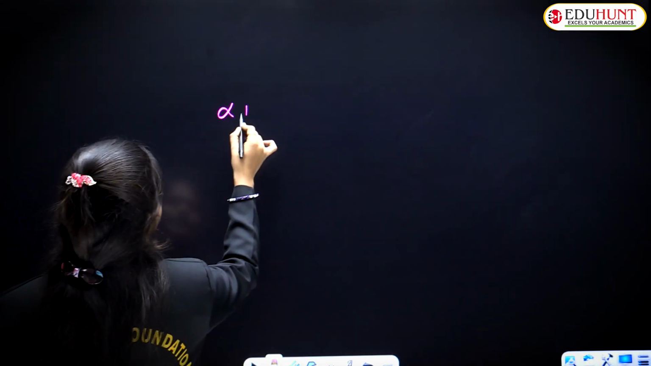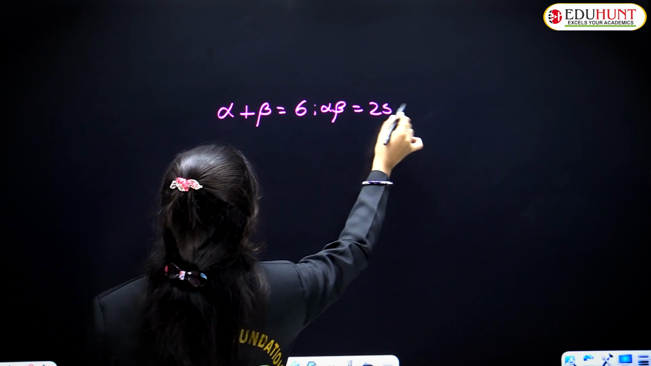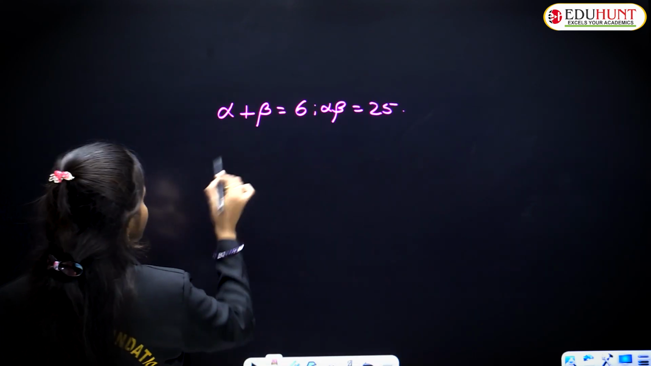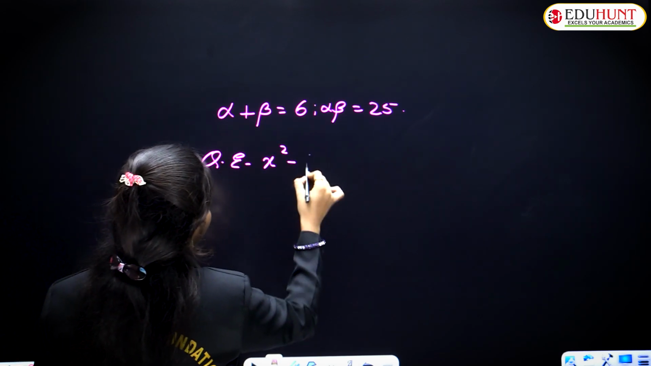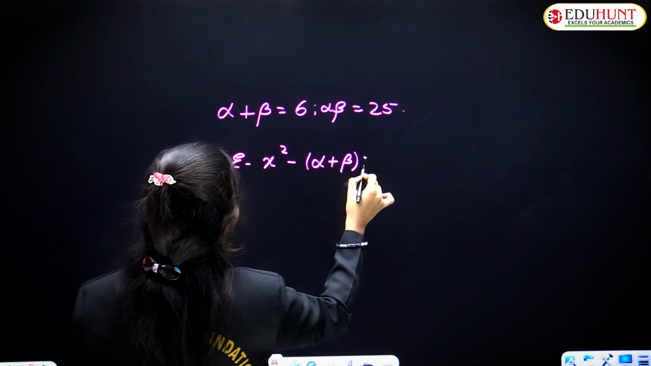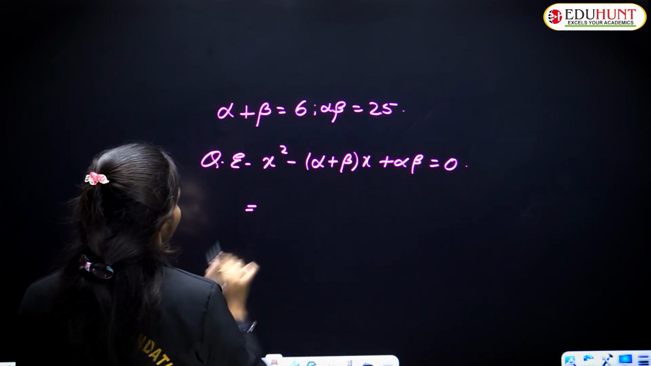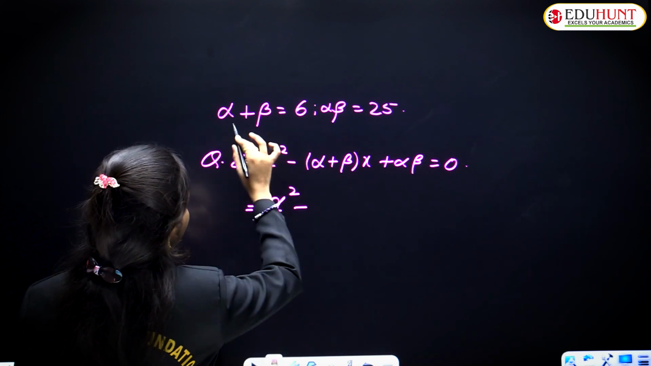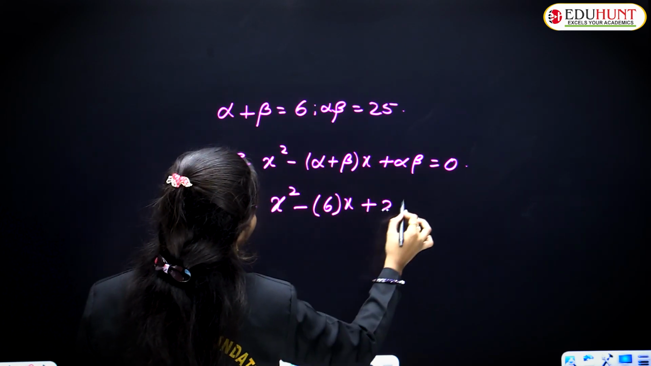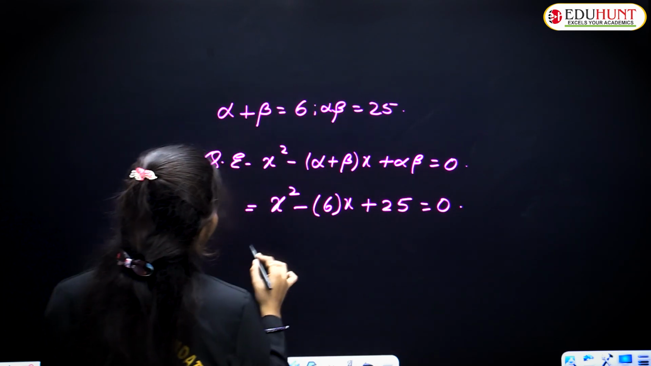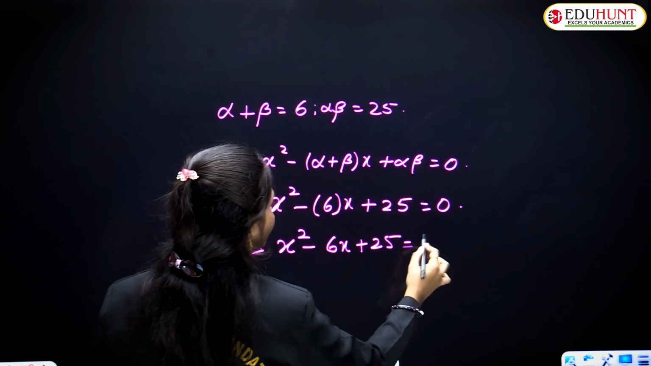See that. Alpha plus beta is equal to 6, and alpha beta is equal to 25. Clear? So, what is the required quadratic equation? x square minus alpha plus beta into x plus alpha beta is equal to 0. So, x square minus 6 into x plus 25 is equal to 0. So, x square minus 6x plus 25 is equal to 0.